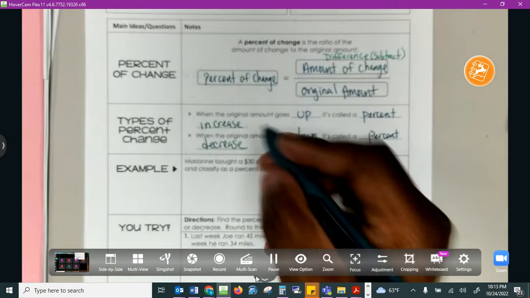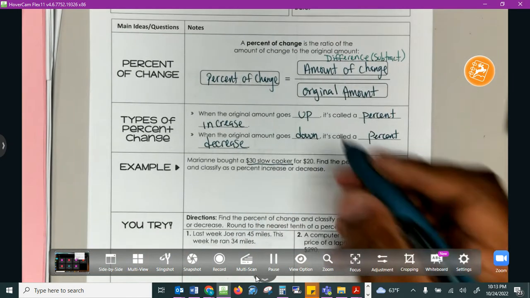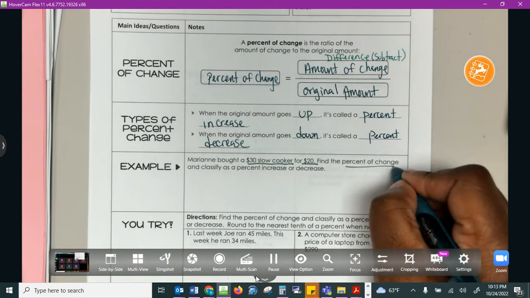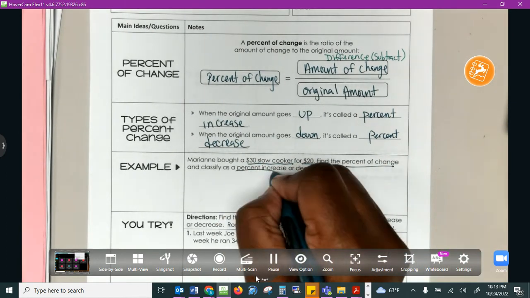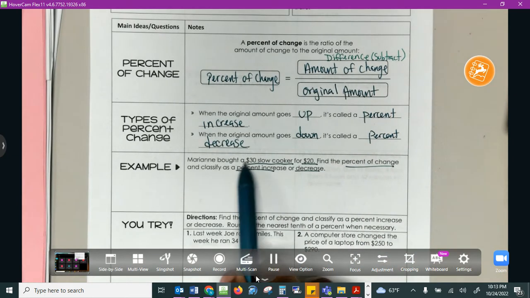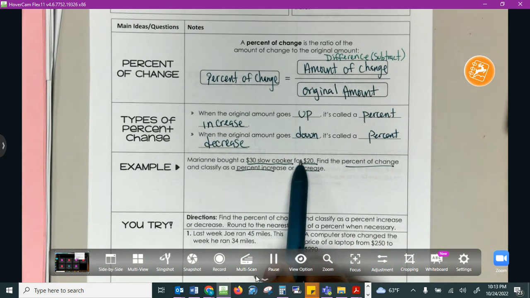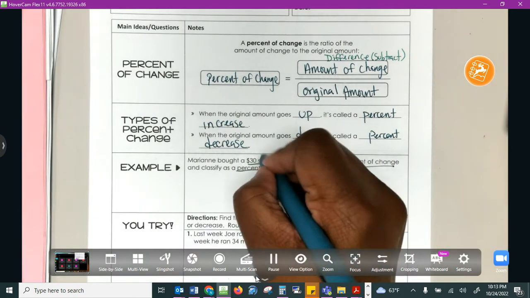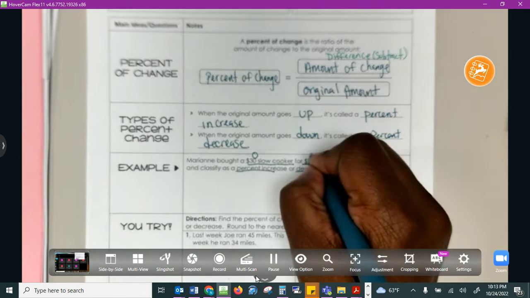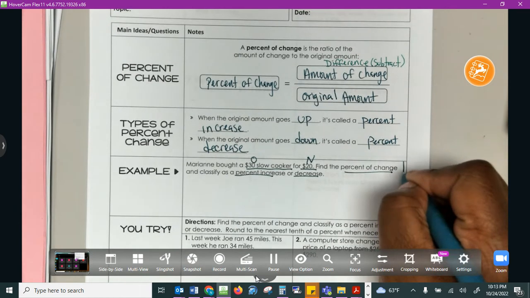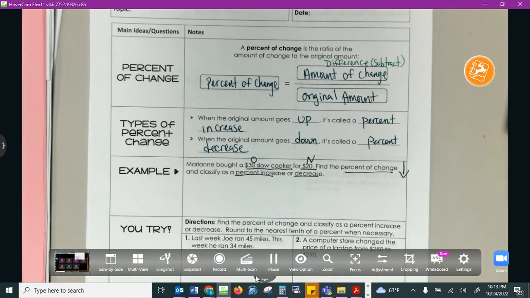Marianne bought a $30 slow cooker for $20. We're going to find the percent of change and classify it as either increase or decrease. So if she bought a $30 slow cooker for $20, what do you think happened there? If this is the original price and this is the new price, that means that it went down. So we know we're talking about a percent decrease.